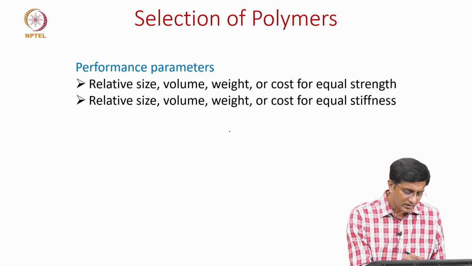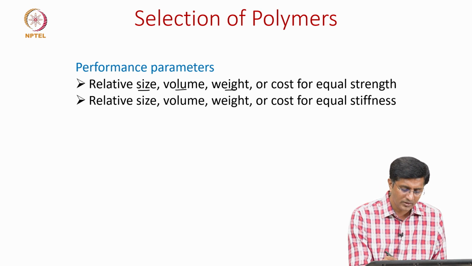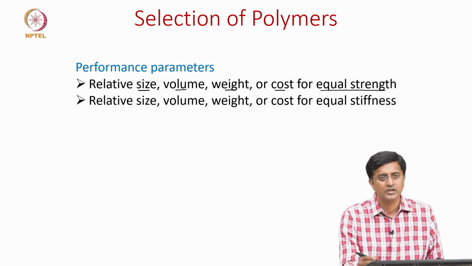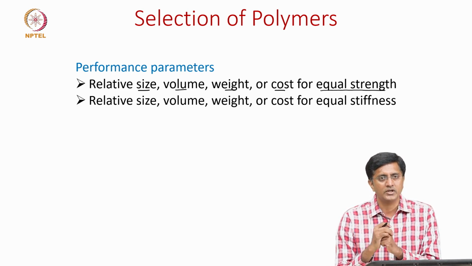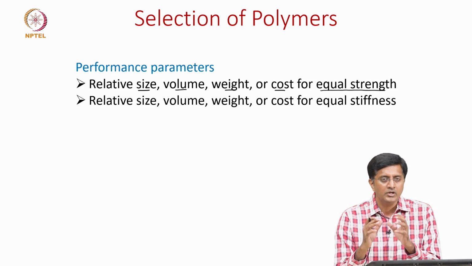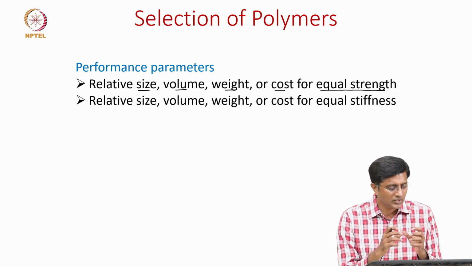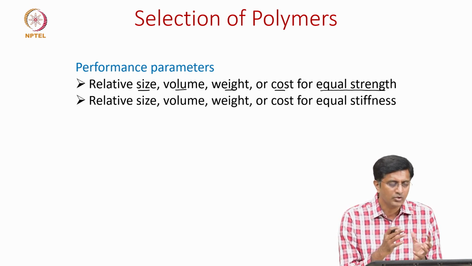We are looking at the relative size, volume, weight or cost for equal strength. So, let us say we want a target strength to be met for this particular application. Then we see, given these 3 or 5 options of polymers, which of these will give us the least cost, the least weight, the least volume or the optimum size.